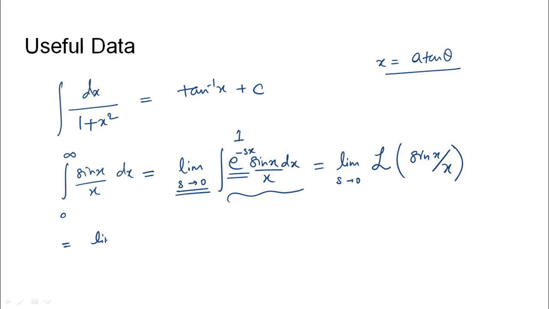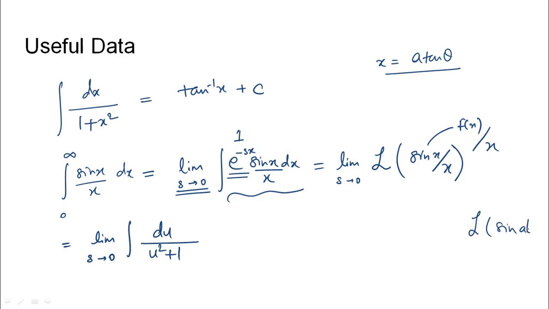This can be further written as limit s tending to 0, the integral of f(x) by x. So limit s tending to 0, it can be transformed to du by u square plus 1. So the Laplace of sin at is given by a square by s square plus a square. So using this rule, we have written du by u square plus 1 from 0 to infinity.